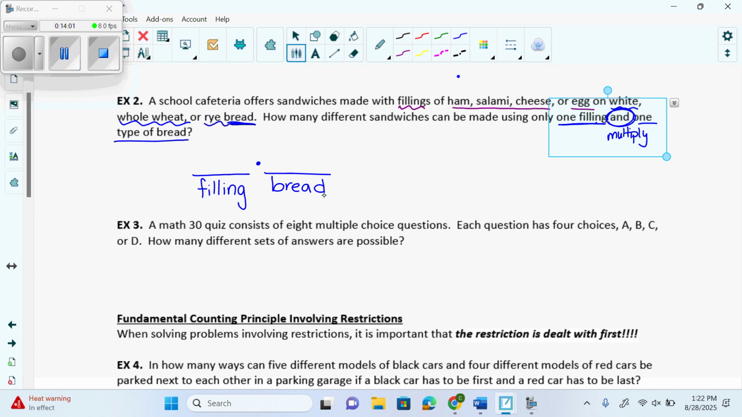How many fillings? 4. So I'm choosing 1 filling, that's what this blank means, 1 filling out of 4. And 1 type of bread out of how many? 3. So what does this equal? 12. Do you see how I have an equal sign? I know it's crazy. It's crazy because people don't use them.